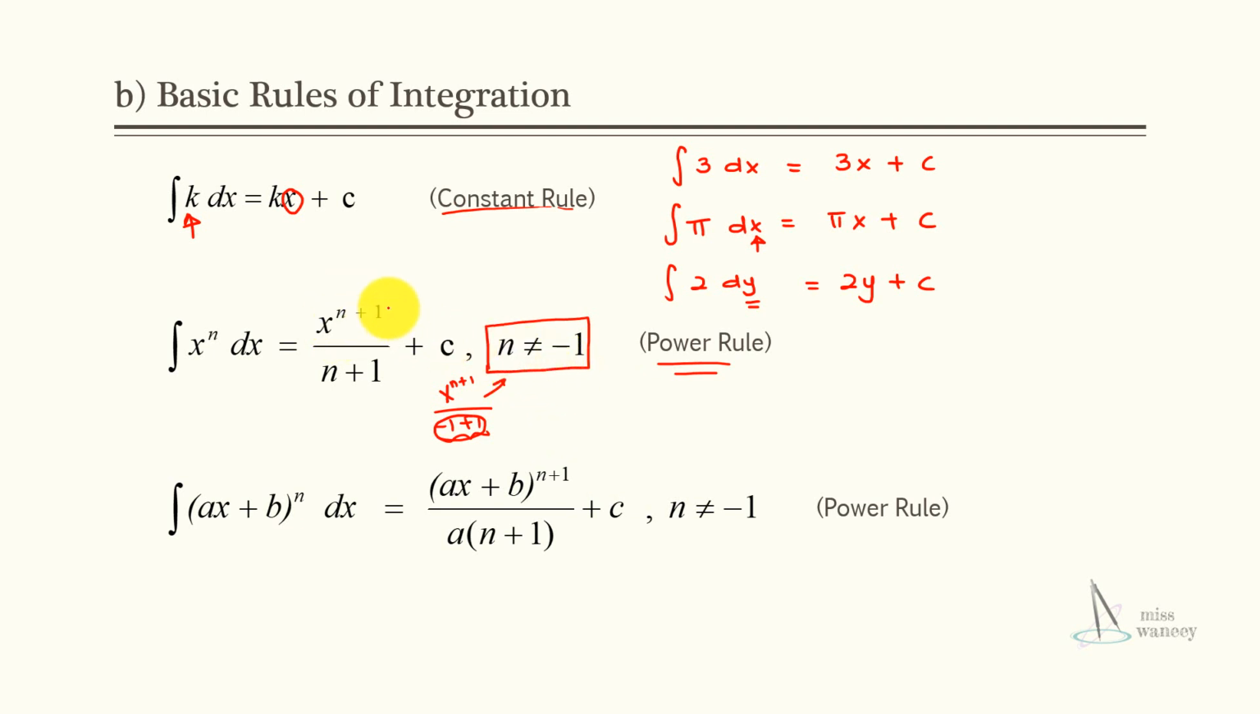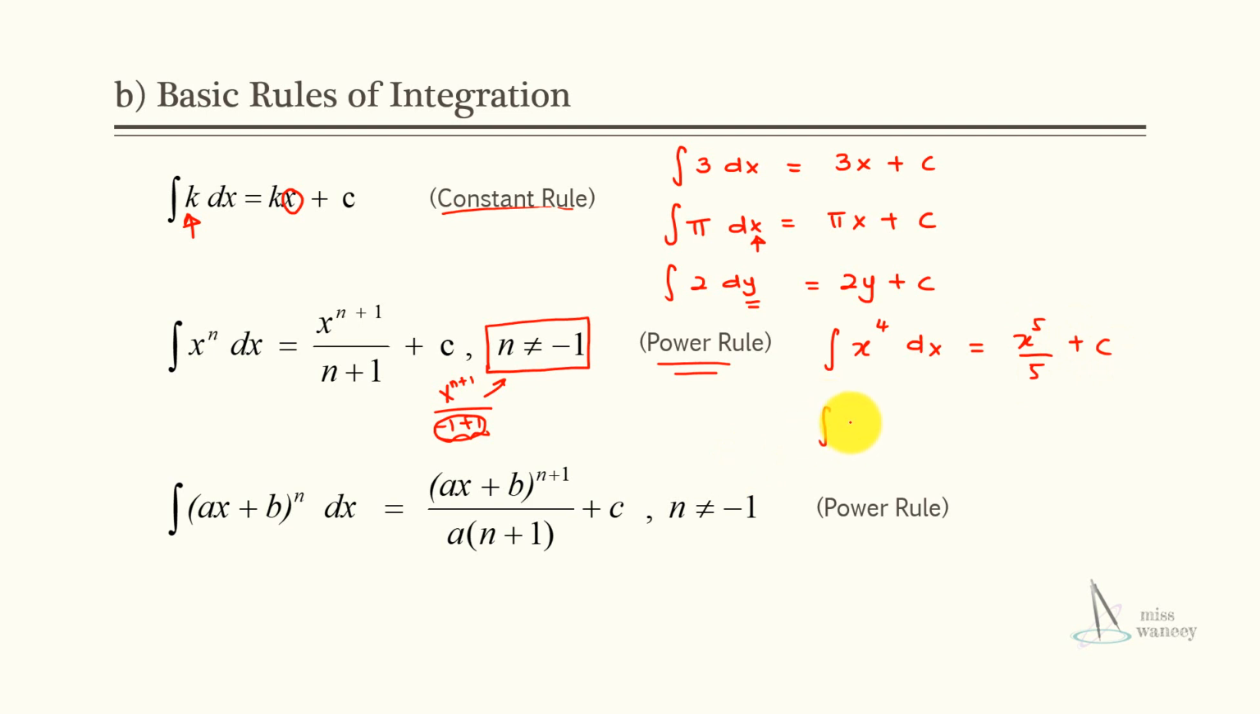So we're going to add 1 to the power, divide by the new power, and then plus c. For example, if you have x to the power of 4 dx, adding 1 to the power, x to the 5 over 5 plus c.